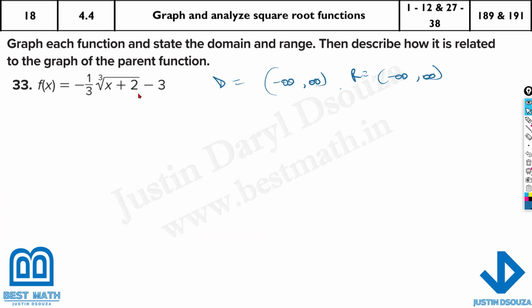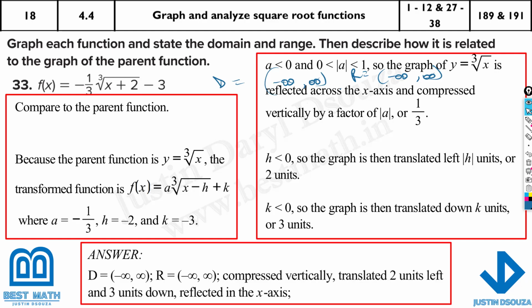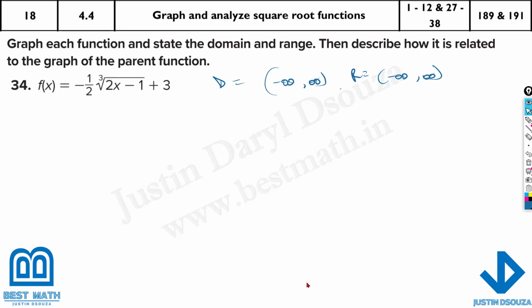Only the translations we have done, right? Now what is happening? Minus means it's reflected along the x-axis. Now it's 1 by 3, which is less than 1, so it's compressed vertically. It's plus 2, so it is translated 2 units left. And the y value is translated 3 units down. Here the only difference is the domain and range is always minus infinity to infinity. The other things are the same as what we have done for square root. It is the same for cube root as well.